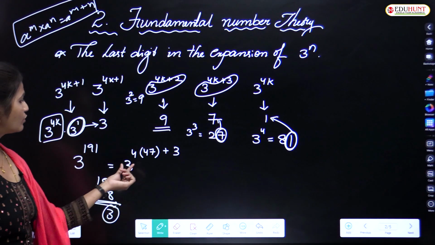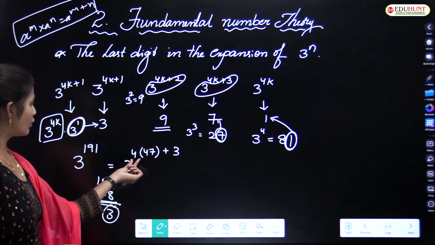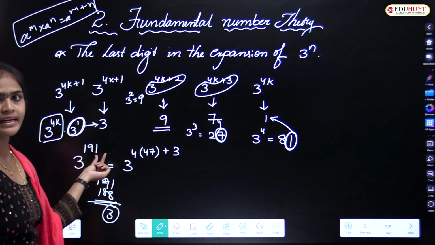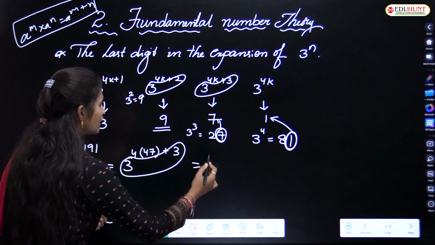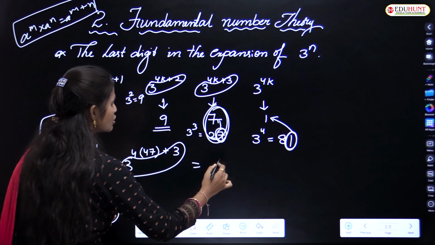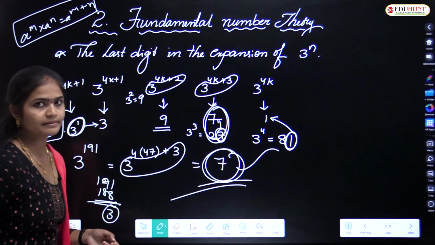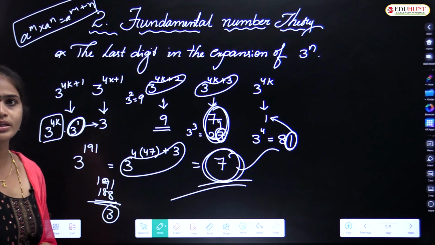Like this way you have to change the expansion. 3 power 4k plus 3, 4 into 47 is equal to 188, and 188 plus 3 is equal to 191. Now here you have to observe 3 cube, which is 27. So its units place digit is 7. That's it. No need to solve more, this is an easy concept only.